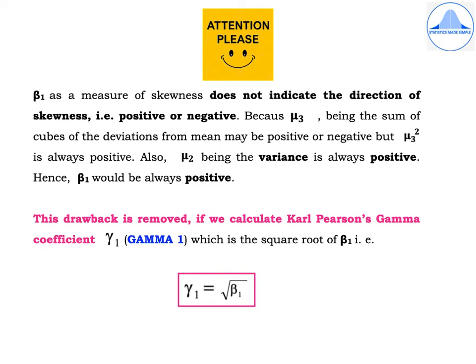So this drawback can be removed if we use Karl-Pearson's gamma coefficient. The symbol, which looks like R, is gamma. Please learn to write it correctly. So gamma 1 is the square root of beta 1. So the formula is given by gamma 1 is equal to root of beta 1. So remember this formula as well as the next simplified formula, which I am going to explain. When we work out the problems on the measure of skewness beta 1, you'll understand the concept better.